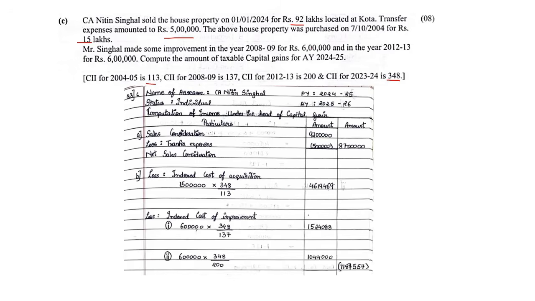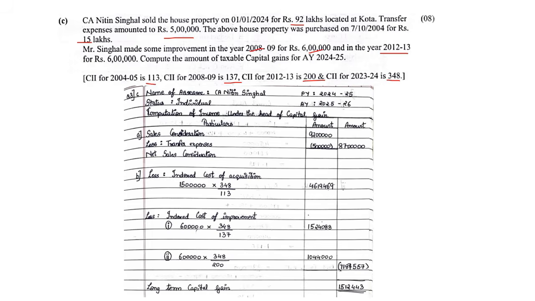Same way we have indexed cost of improvement. There were two improvements. The first one was in 2008-9 when the CII was 137, and the second improvement of 6 lakhs was in the year 12-13 when the CII was 200. So 6 lakhs into 348 upon 137 and 6 lakhs into 348 upon 200. We get the answer. We total up all the indexed costs, we put it outside and then we subtract it from the net sales consideration. So the final answer after minusing should have been 15 lakhs 12,443. One of the simplest problem sums and very easy to score.